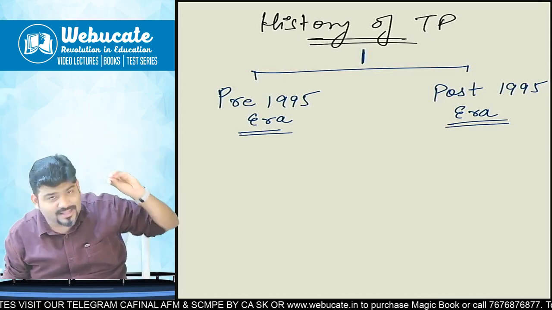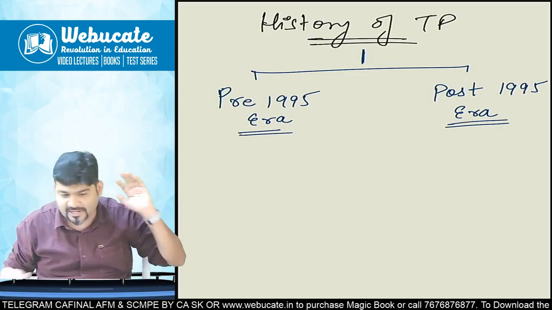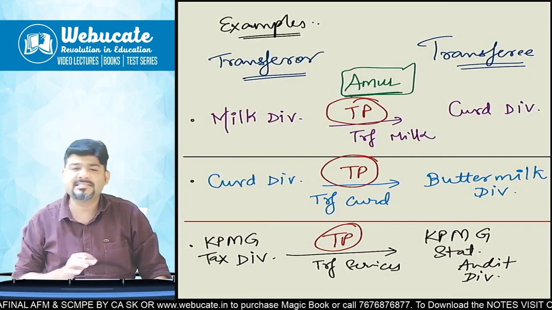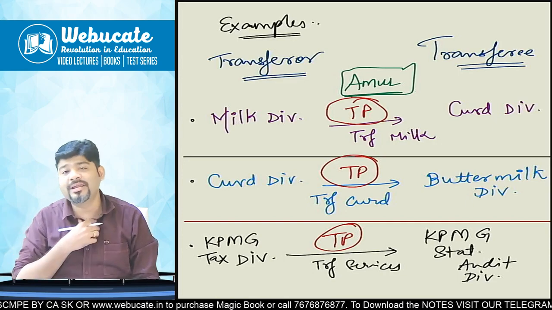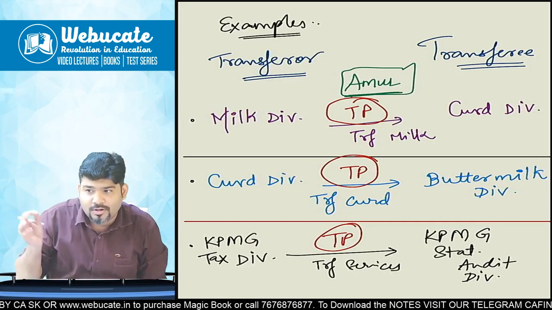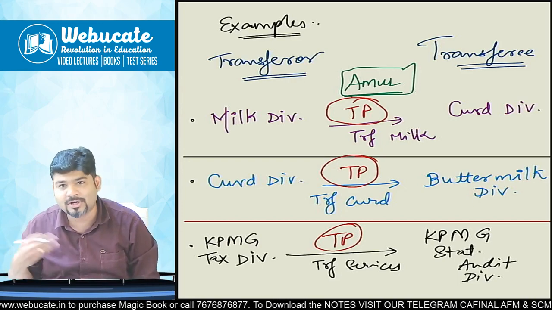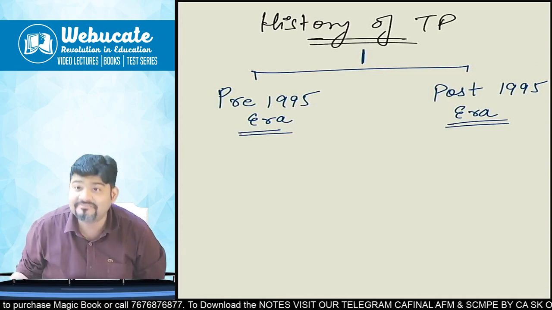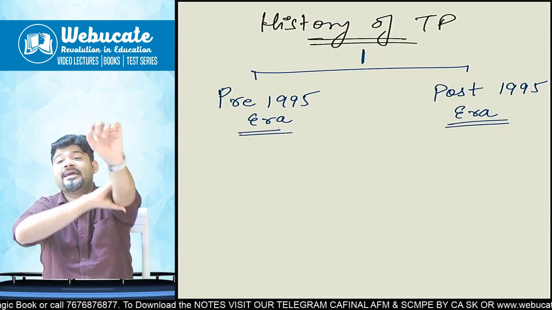So when that was the scenario, there was no concept of transfer price, and all the goods by default were transferred at cost from one division to the other. So there was no need for a chartered accountant to get into the nitty-gritties of the working of transfer price at all. But what changed after 1995?